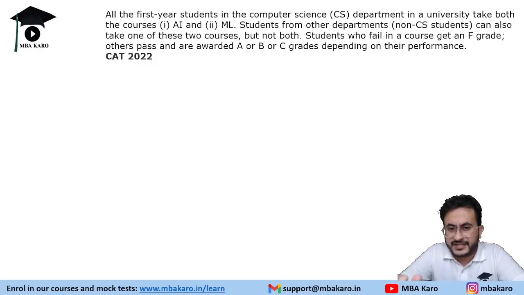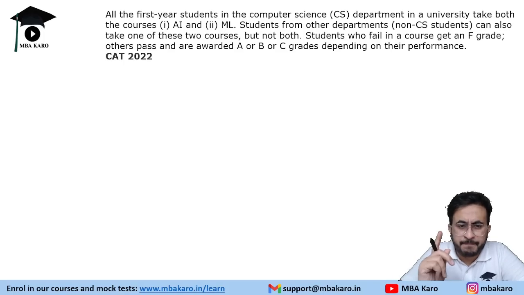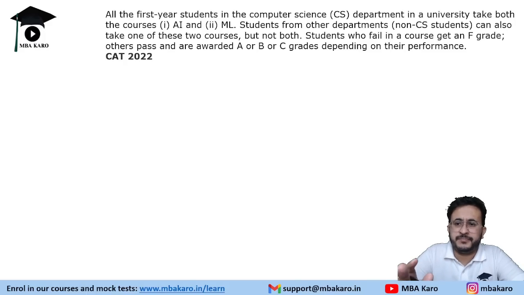Next, this was again a set in CAT 2022, different slot. This was, I think, in the second slot, and the previous one was in the third slot, the previous one was in the first slot or something like that. It says all the first year students in the computer science department in a university take both courses, AI and ML. Students from other departments, non-CS students, can also take one of these two courses, but not both.